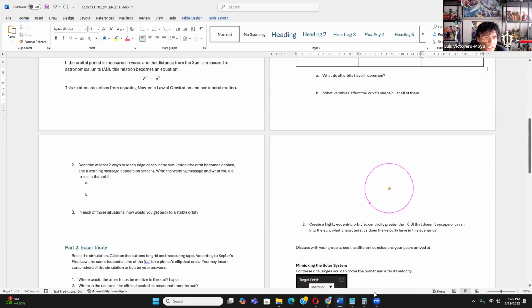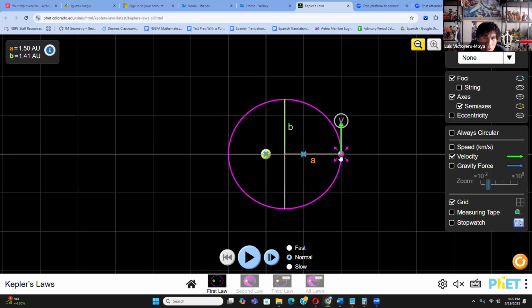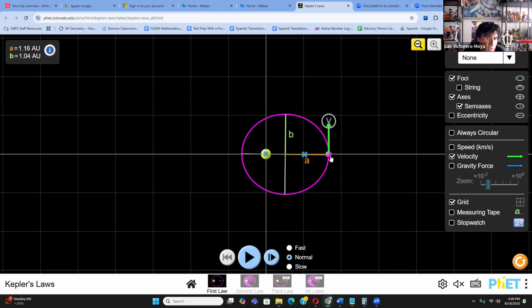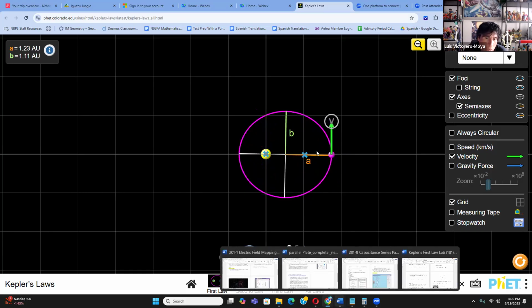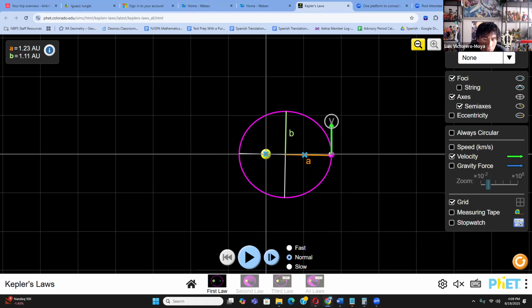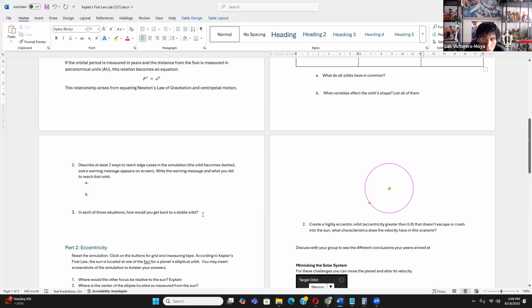Describe 2 ways to reach the edge. That's basically extreme cases where you cannot, for example, one of them is this. You have a warning there. That is basically what that question is asking you, okay? So there is one case that is very close. You can figure out what happens for the second case, right? What's the second case?